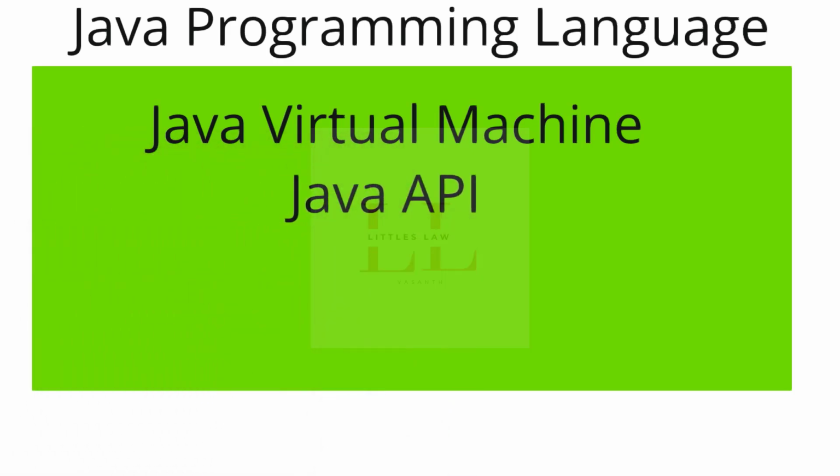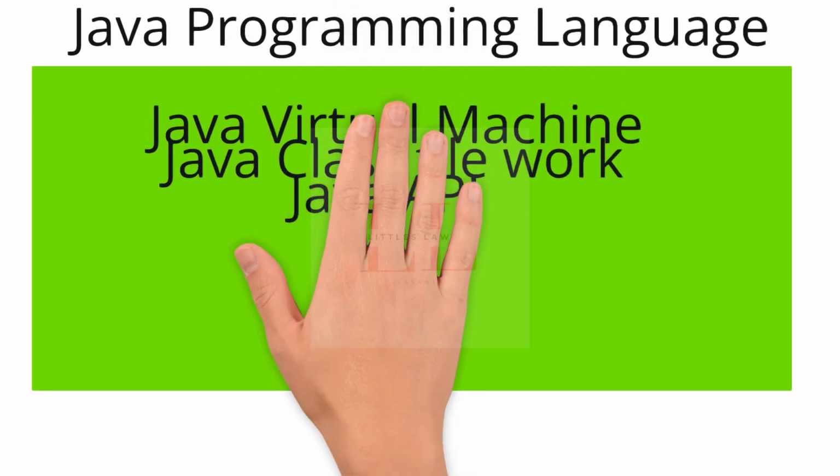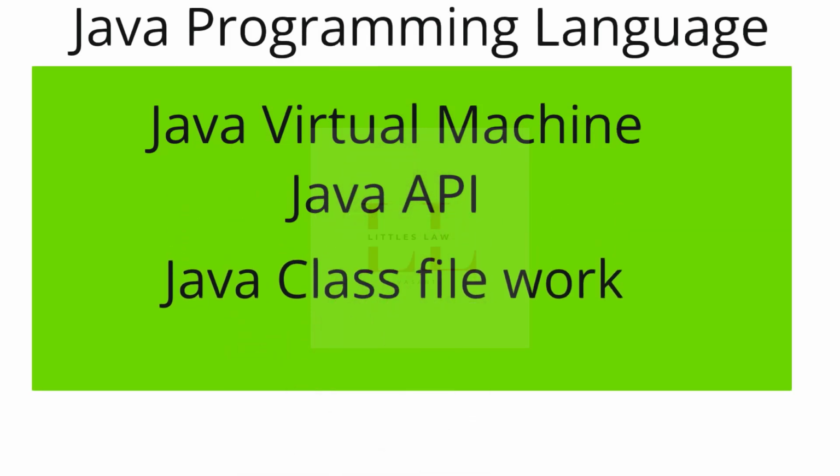The next component is the Java API, the Application Programming Interface. This API is a vast library of pre-written code that Java developers can use to perform common tasks such as data manipulation, networking, and graphical user interface design without having to write all the code from scratch, because it is reusable. They are pre-written, so we can readily use them.